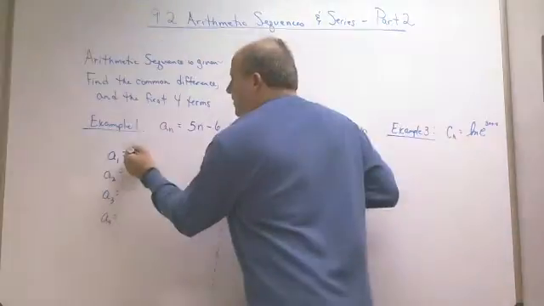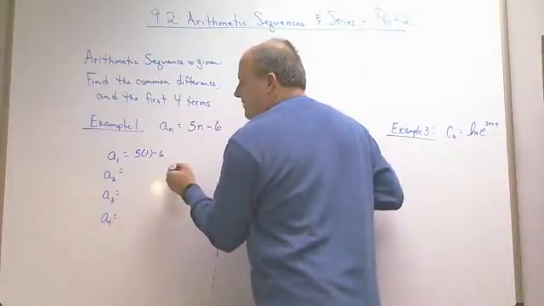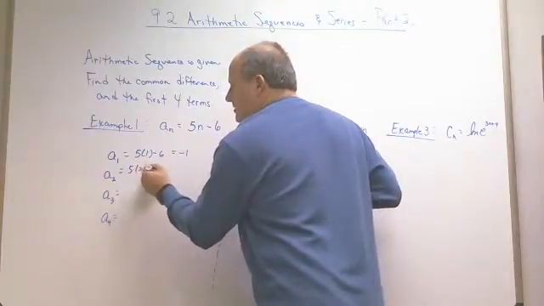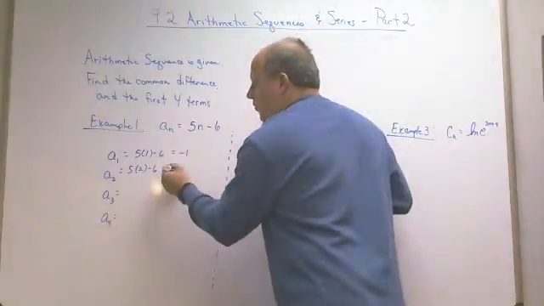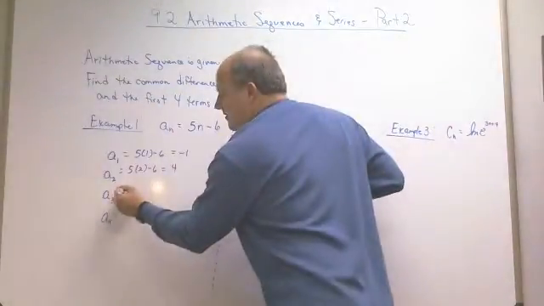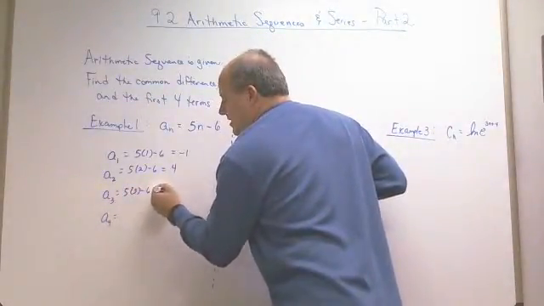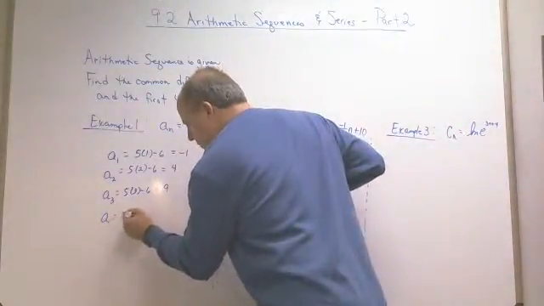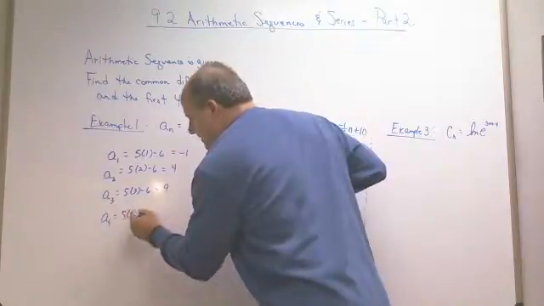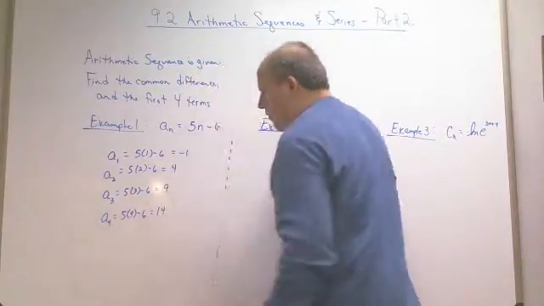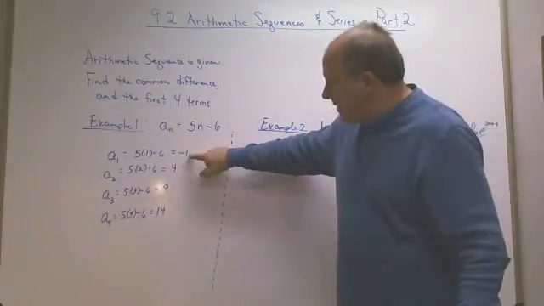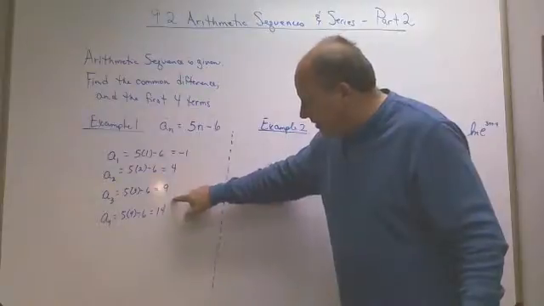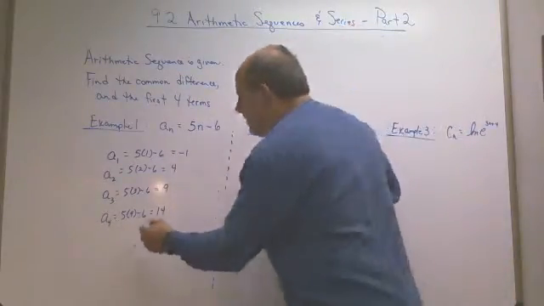So if you plug in 1, 5 times 1 minus 6, that's negative 1. And then A sub 2 is 5 times 2 minus 6, that's 10 minus 6, which is 4. And then the third term is 5 times 3 minus 6, which is 15 minus 6, 9. And then 5 times 4, which is 20, and then 20 minus 6 is 14. Now I want you to notice that this is an increment of 5. You add 5 to 4, you get 9. If you add 5 to 9, you get 14. So the common difference is 5.